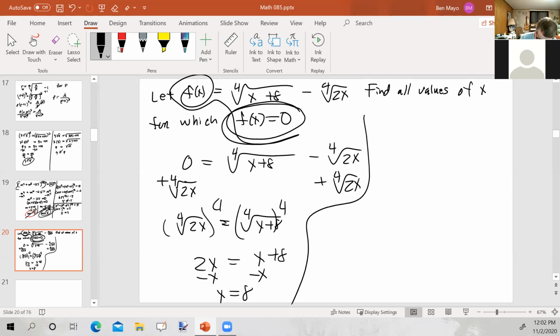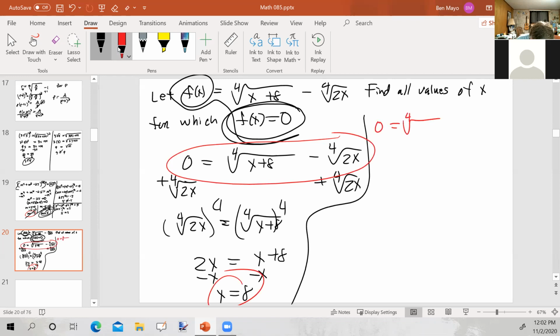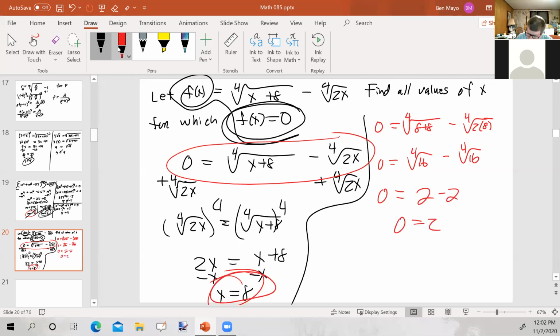Let's check our work. If x equals 8, plugging it right in there, we would have 0 equals the fourth root of 8 plus 8 minus the fourth root of 2 times 8. Okay? 0 equals the fourth root of 16 minus the fourth root of 16. Now, the fourth root of 16 turns out to be 2. So I get 0 equals 0, and this one works. But even without doing that, wouldn't you agree that the fourth root of 16 would equal the fourth root of 16? So the fourth root of 16 minus the fourth root of 16, you'd get 0 equals 0, either way.